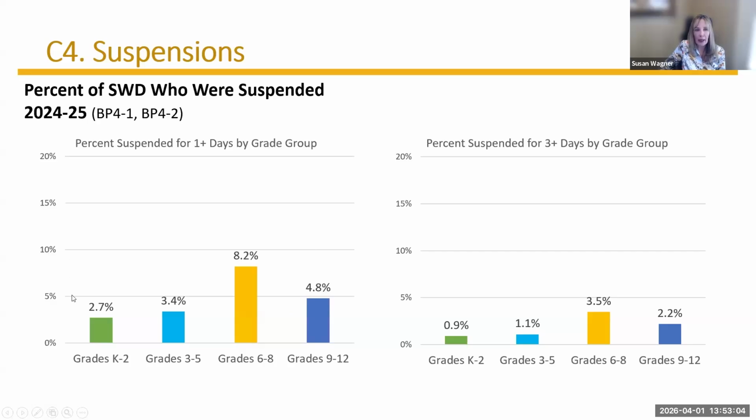Here we break it out by grade group because we do know that it varies by grade group. So kids in the middle school grades are more likely to be suspended for 1 day as well as for 3 days, followed by kids in grades 9 through 12.